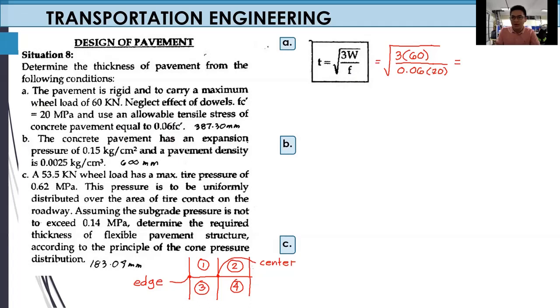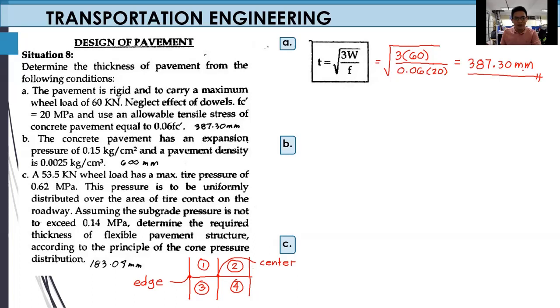The last thing that we need to do is to use our calculator. By calculating that, the answer is 387.30 millimeters. Therefore, this is our minimum thickness. The pavement thickness cannot be smaller than what we computed because it will result in failure of our pavement, with cracks and the road itself breaking down.